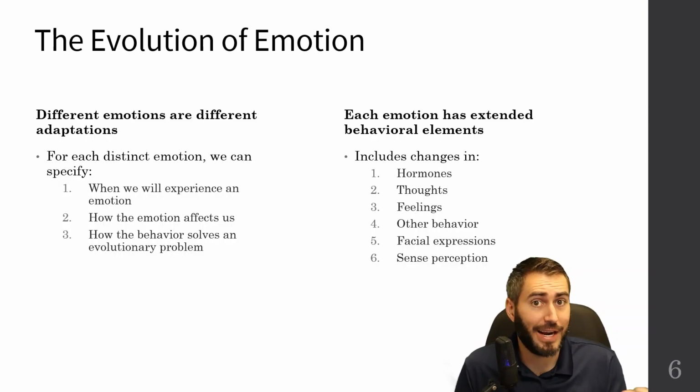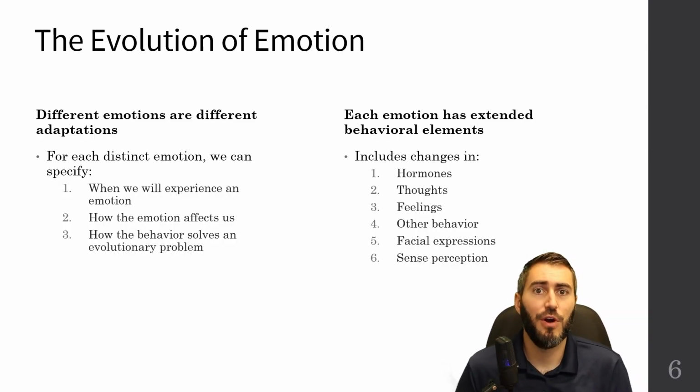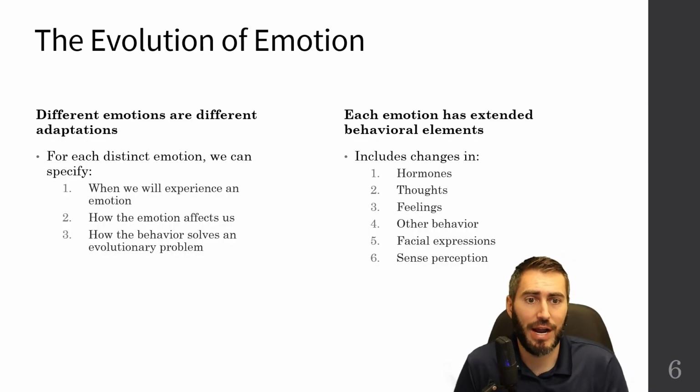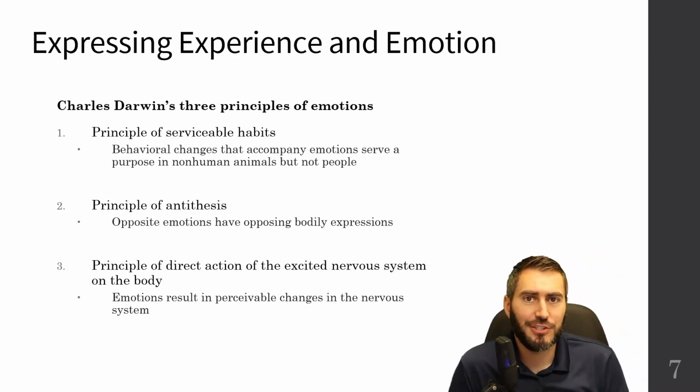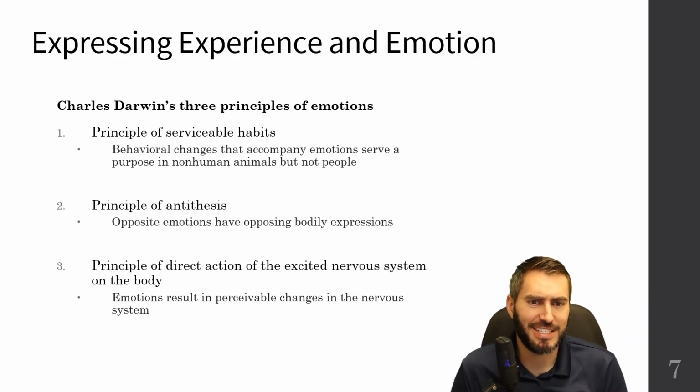But also, like I mentioned before, we can point out how these emotions have ties to and affect changes in other areas of ourselves, such as hormones, thoughts, feelings, behaviors, facial expressions, or even different ways that we can sense or perceive the environment around us. And so Darwin actually looked at three main principles of emotions from this evolutionary perspective. They're interesting to break down and look at.